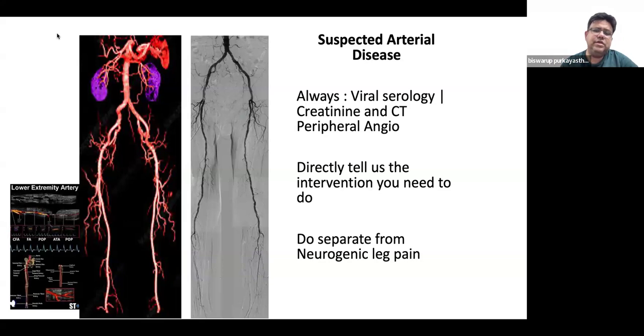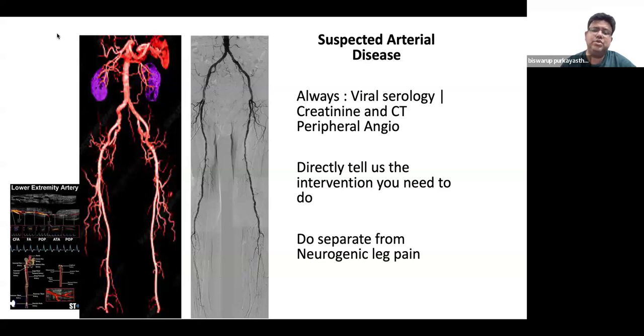It is not unusual to have viral etiology presenting as an aneurysm. Creatinine, yes, will give you a rough idea of how the kidneys are functioning and whether you can inject a reasonable amount of dye for procuring an image. And then you get the CT angio.